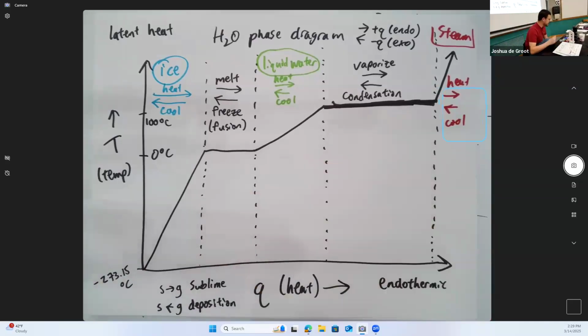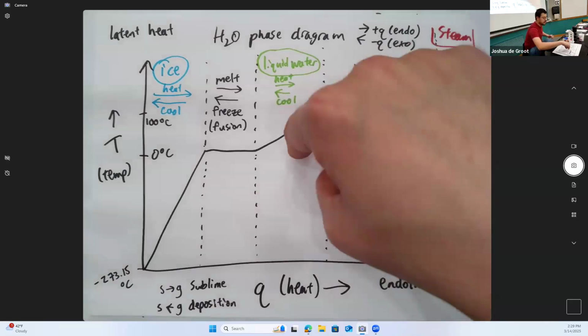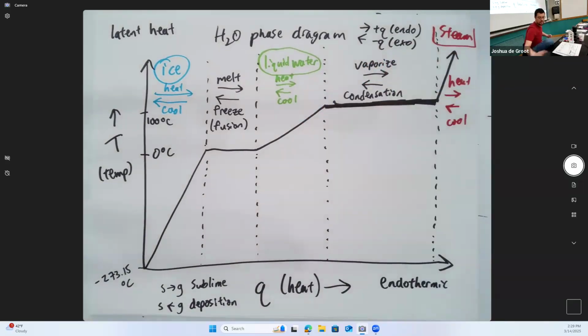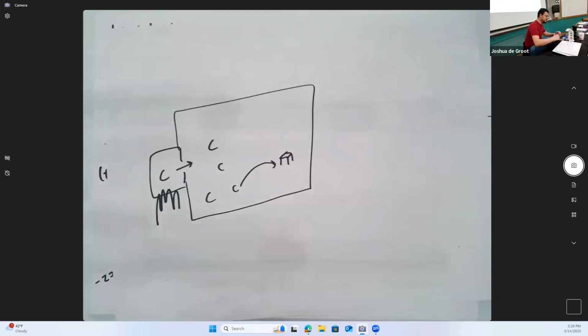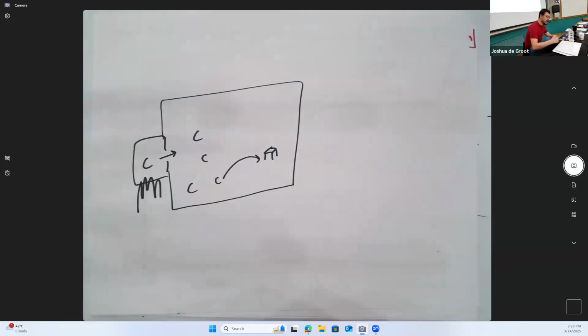All right, so that's the phase diagram. Now, I said we're doing calculations today, so now we need some numbers. Let's start out with the liquid water that we already know. Let me go to a scratch paper for a moment.